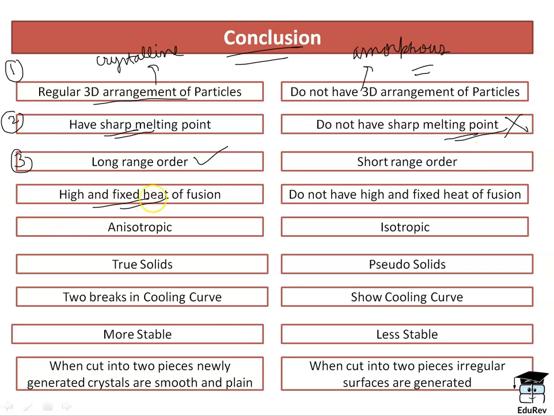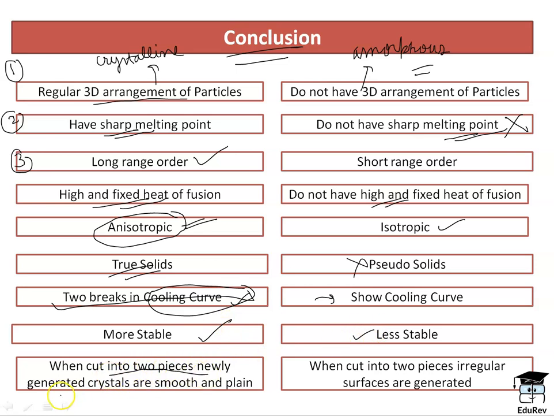Crystalline solids have a fixed and high heat of fusion. Amorphous solids do not have a high and fixed heat of fusion. And the important one, crystalline solids are anisotropic, whereas amorphous solids are isotropic. Crystalline solids are true solids. Amorphous solids are pseudo solids. In the cooling curves of crystalline solids, two breaks were observed, whereas amorphous solids show a very smooth cooling curve. Crystalline solids are more stable, amorphous solids are less stable.